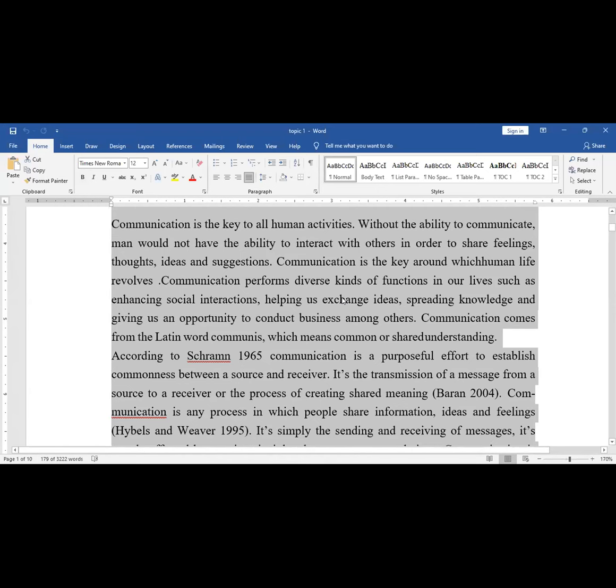And without the ability to communicate, you personally would not have the ability to interact. You will not have the ability to uncover or to discover information. You will not even have the ability to share your feelings. So communication is very key in human activities. You'll not even be able to give suggestions.